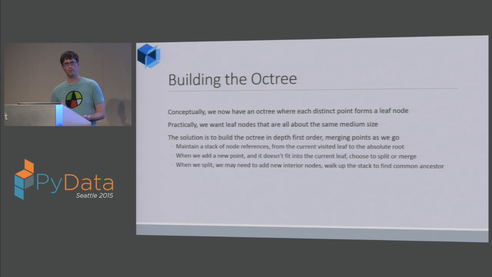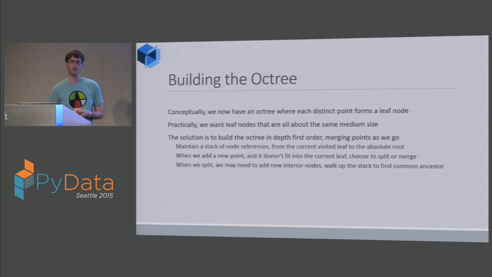That doesn't quite get us to where we need, because now we have an octree where each point in the point cloud is a leaf node, which is kind of crazy. We want leaf nodes that are a little bit chunky. They've got a little bit of data to them so that we can do vectorized operations at once on it. So we want to build up the octree and merge these nodes as we go.